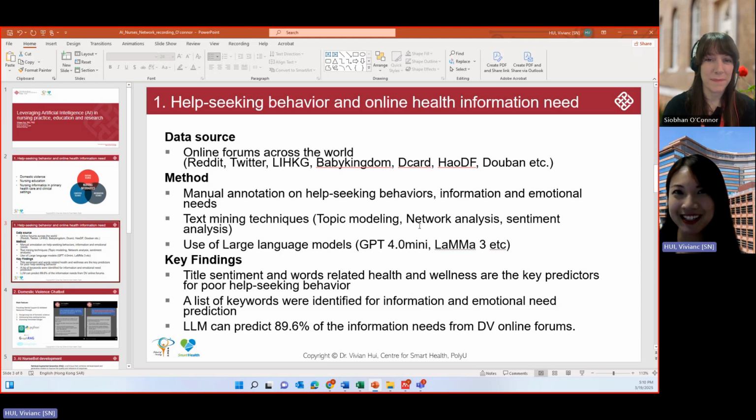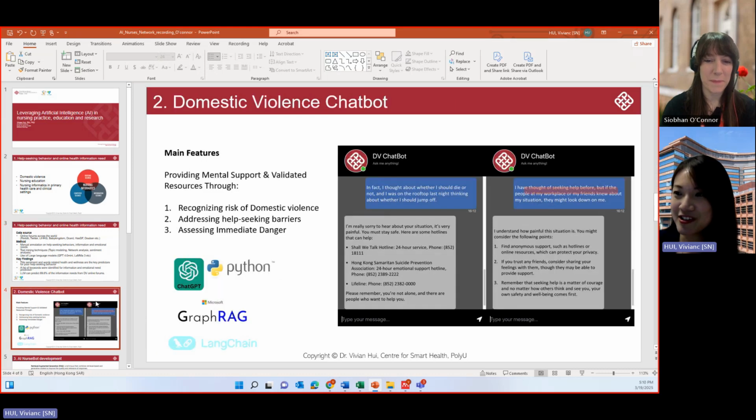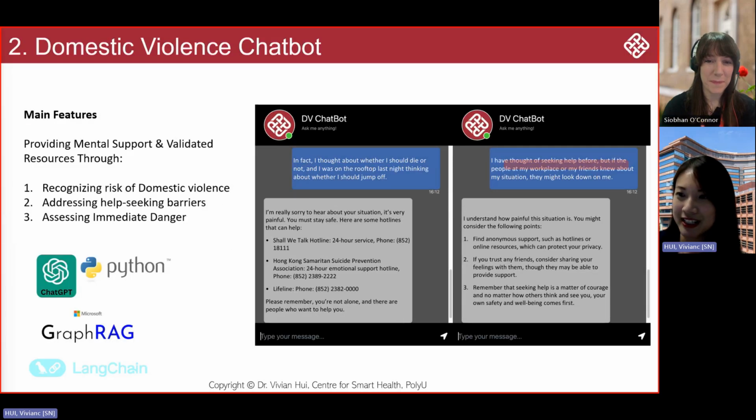And then, starting from having ChatGPT or large language models, right now we are also fine-tuning some large language models to predict these information and emotional needs at the same time. And our current project is also working on a domestic violence chatbot. We want to provide some mental health support and also some validated resources through recognizing the risk of domestic violence, addressing the help-seeking barriers, and assessing their immediate danger.